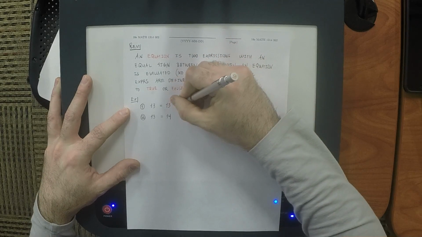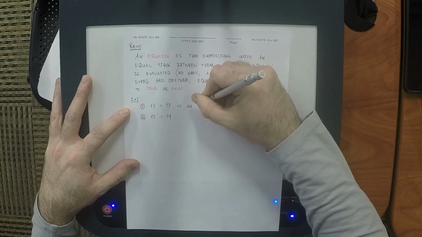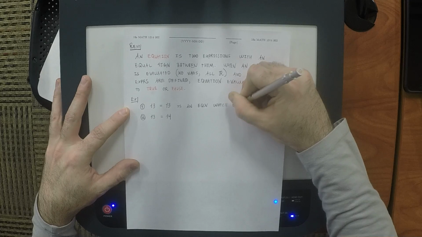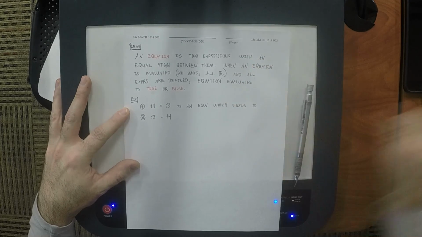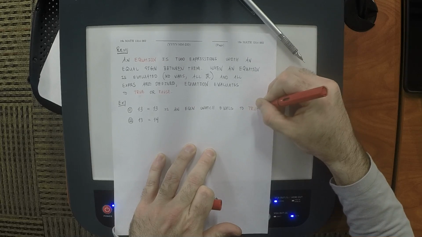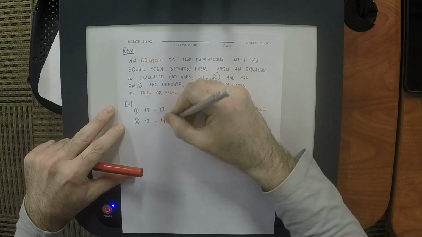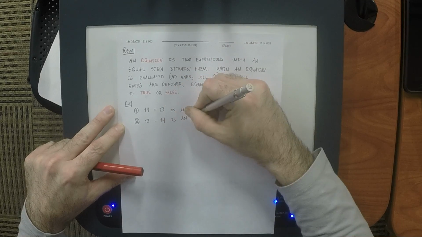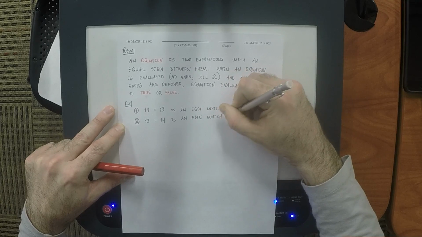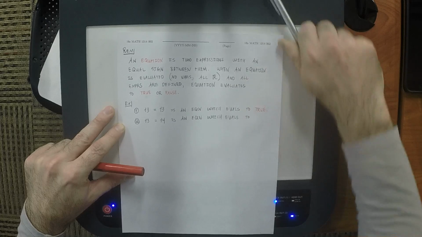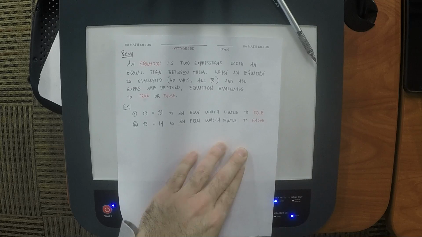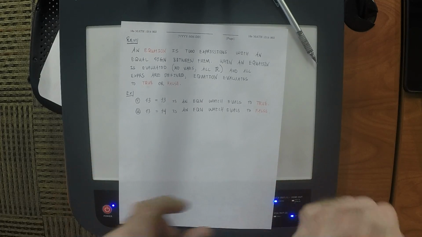So this is an equation which evaluates to true. And this one is an equation which evaluates to false. Okay.